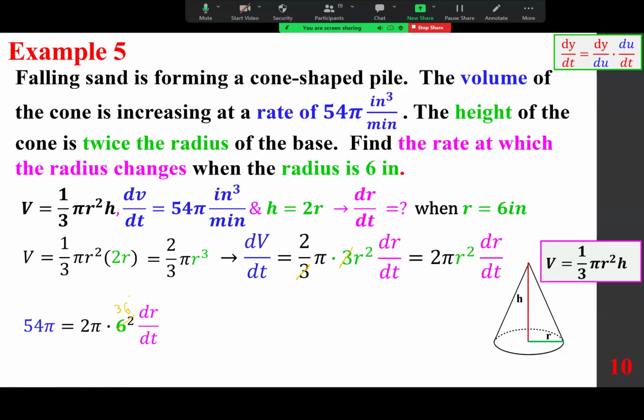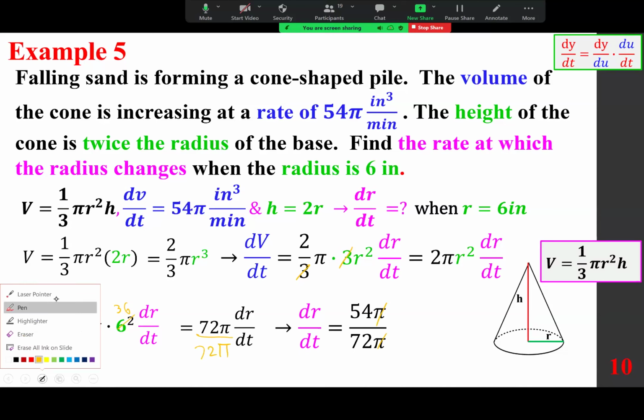There's the 6 times 2, 72 pi dr dt, divide both sides by 72 pi. The pi's cancel each other. 54 and 72. I hope you recognize both of them are divisible by 9. They are also divisible by 2, which makes them divisible by 18. 9 times 2. And so when you divide by 18, you get 3/4.